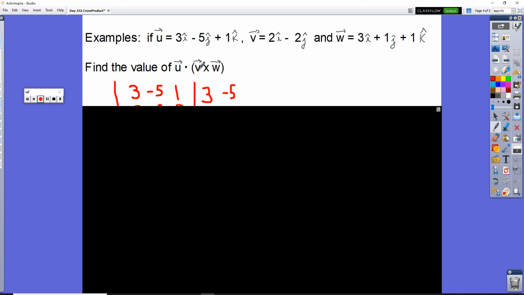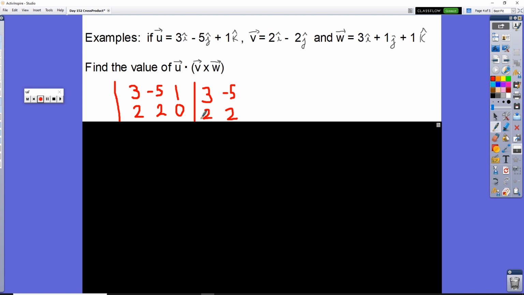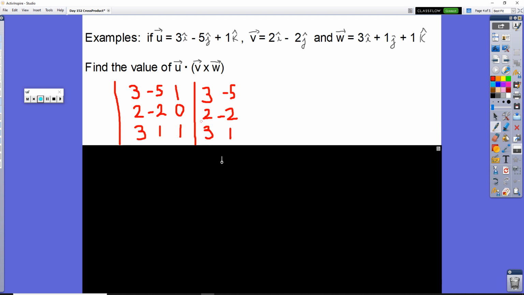Vector v, being the middle vector, is going to go in the middle row. Here you have to be careful because it has i's and j's, but it's missing the k's. Missing the k's means you just have 0 of them. So the coefficients would be 2 and negative 2. And then across the bottom row, we're going to have the coefficients from vector w, which are 3, 1, 1.